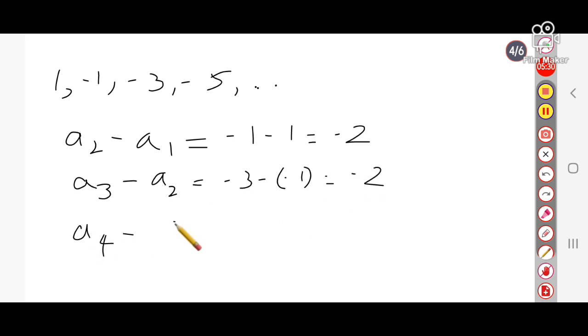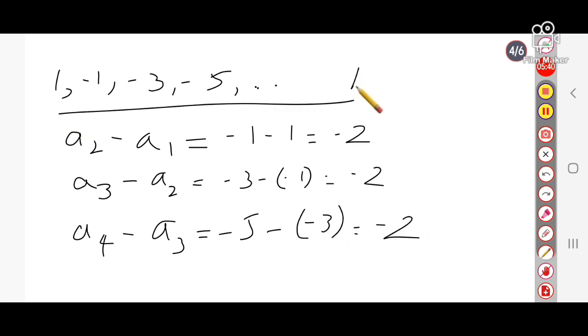a4 minus a3 will be minus 5 minus minus 3, which will give you again minus 2. So this sequence forms an AP. So the first step of this question that has been asked in the example is cleared. We have found that the sequence forms an AP.